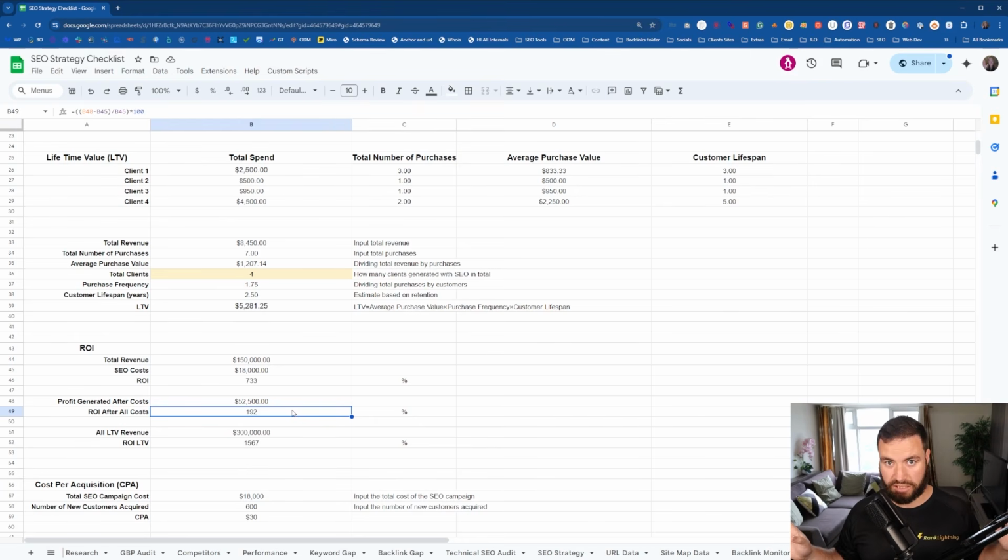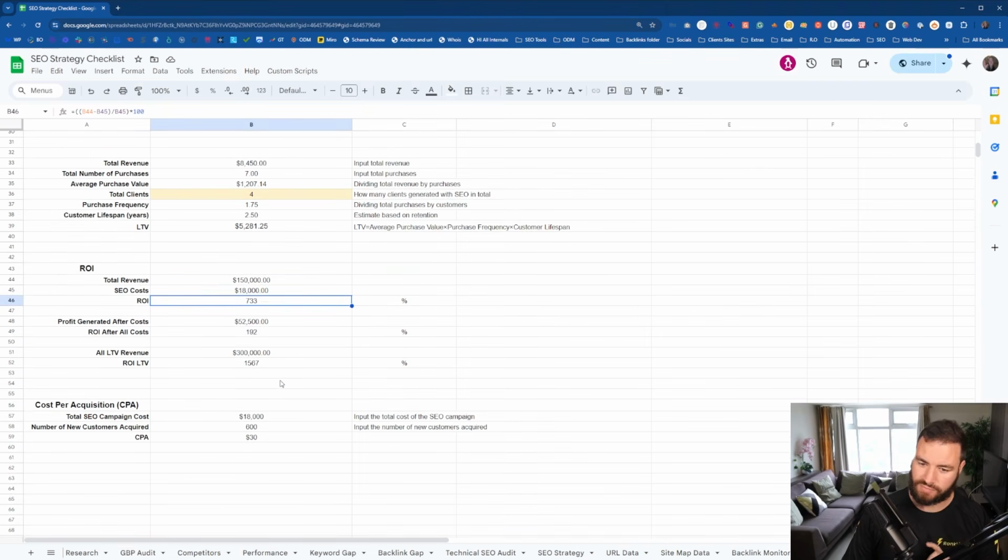That's all you need to see. This number can be a little bit misleading, but let's explain the real number that's the most important one.